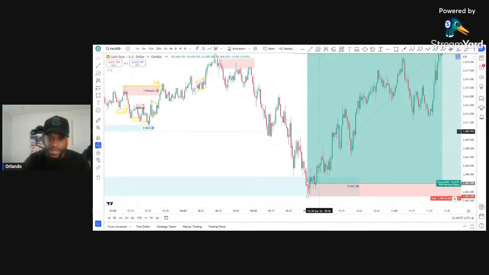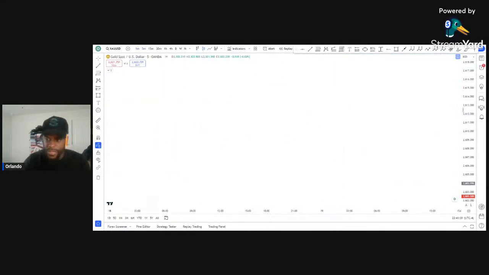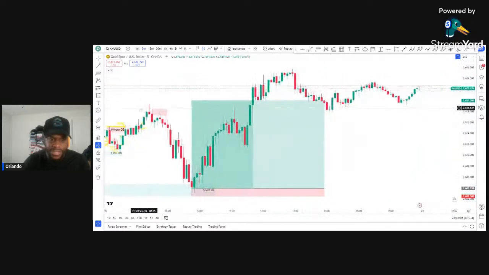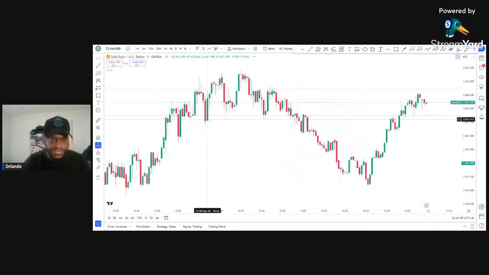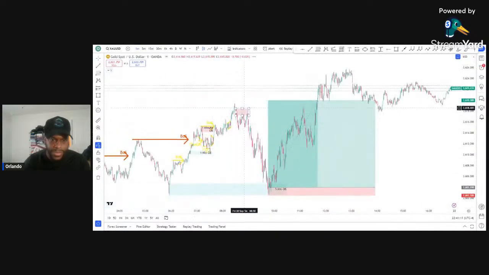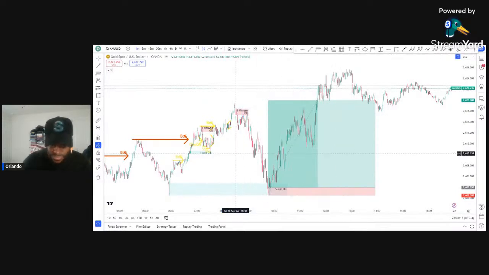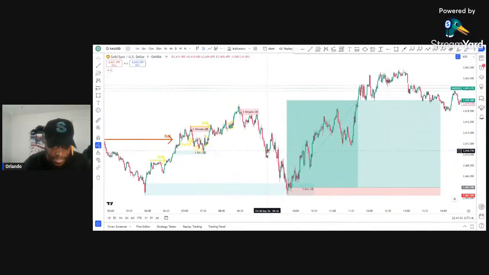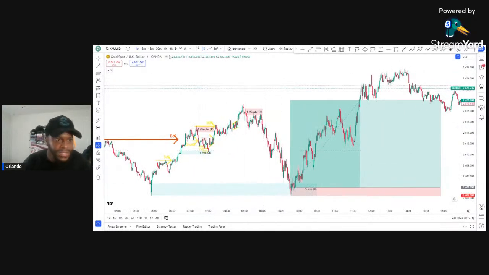So all the way down here into what? That demand zone. Does that sell make sense? Understand why that sell happened? Told you this market is absolutely readable. Absolutely 100% readable.